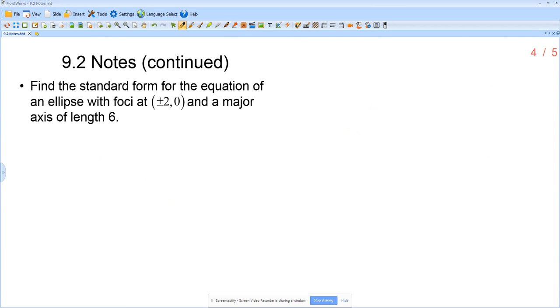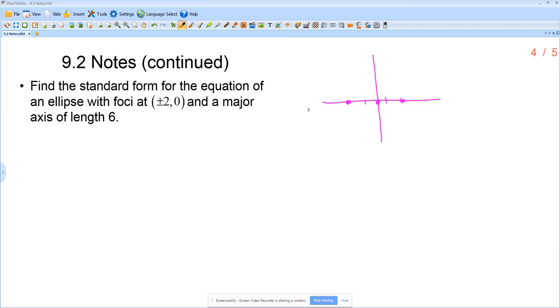All right, find the standard form for an equation of an ellipse with focal points at plus or minus 2 and a major axis of length 6. So my focal points are at plus or minus 2, 0. That means that my center must again be at 0, 0, because it has to be the midpoint of those. And then it also tells me that the major axis has a length of 6.